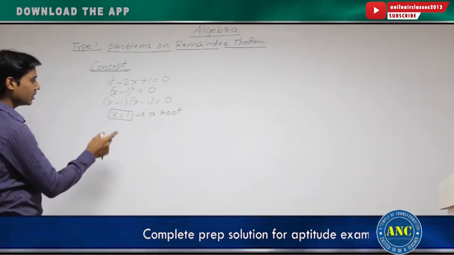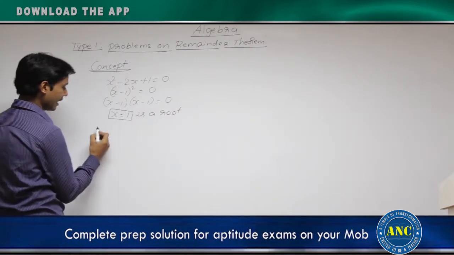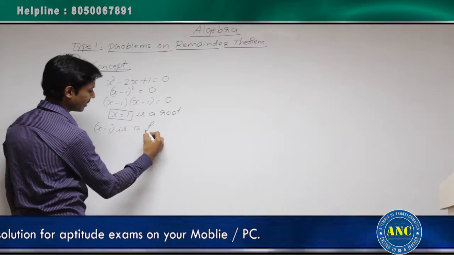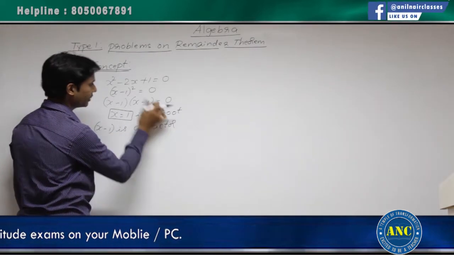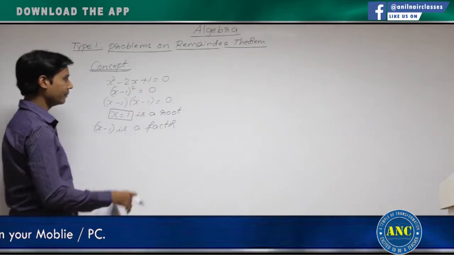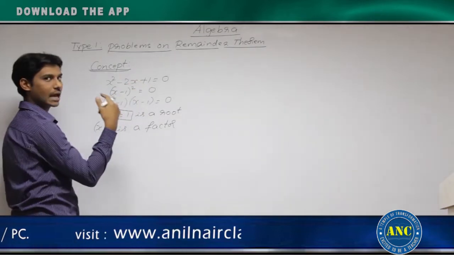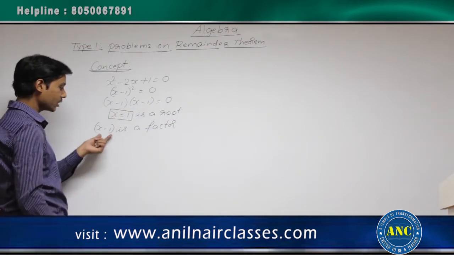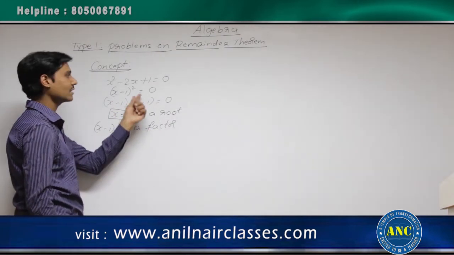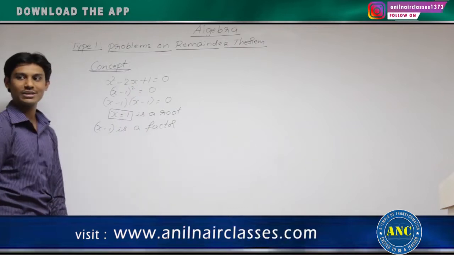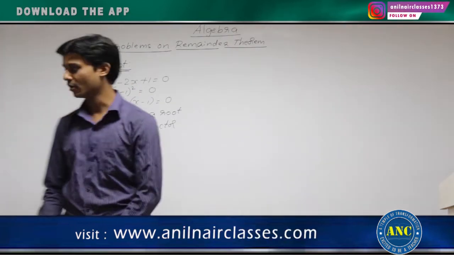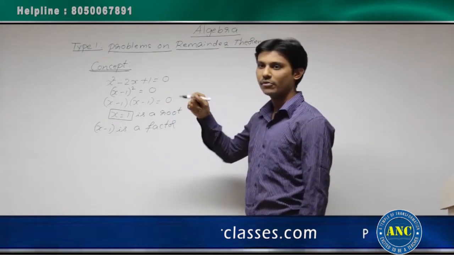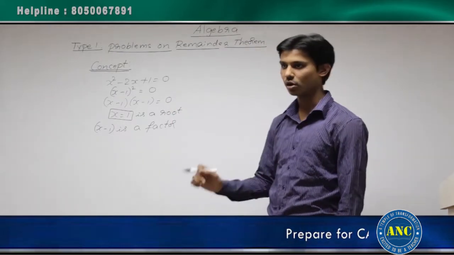Now, x is equal to 1 is the root means x minus 1 is a factor of this expression. That means x square minus 2x plus 1 can be written as (x minus 1) into (x minus 1). So x minus 1 is a factor of the expression x square minus 2x plus 1. Clear? Based on this small concept, we will solve a good number of questions.